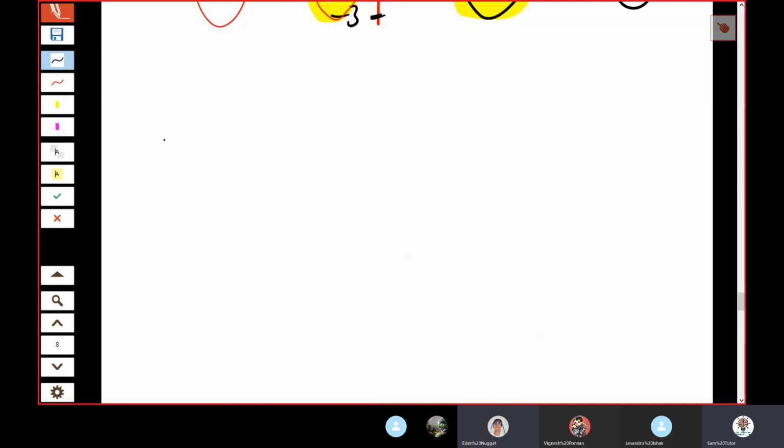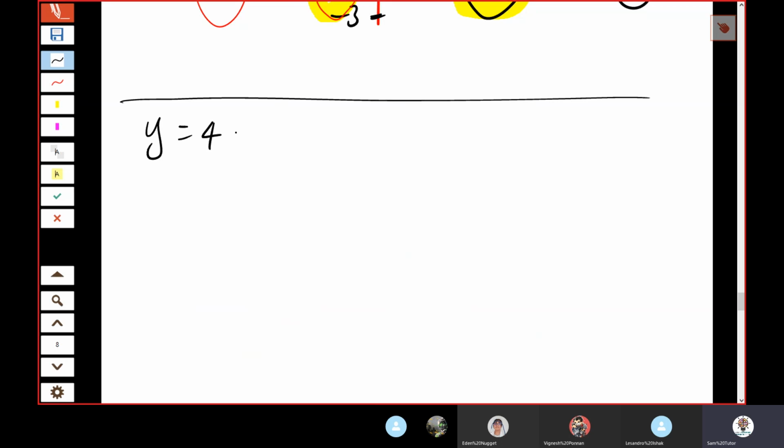Could we do 4, 10, 2x? Say it again. 4, 10, 2x. All right, let's do that. Y equals 4. The 4 doesn't do anything, right? Because I told you 10 doesn't have amplitude.